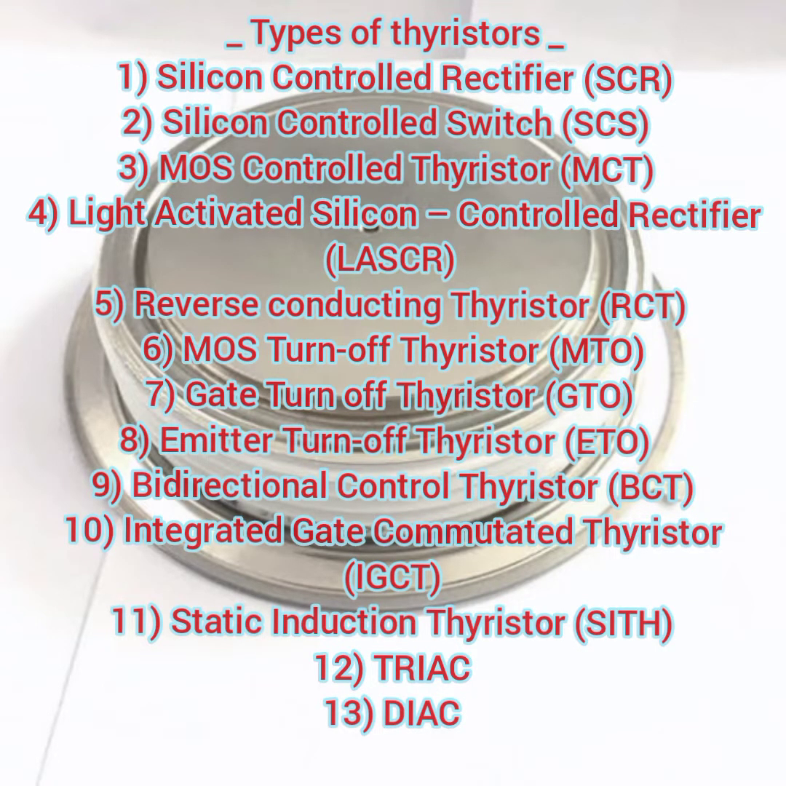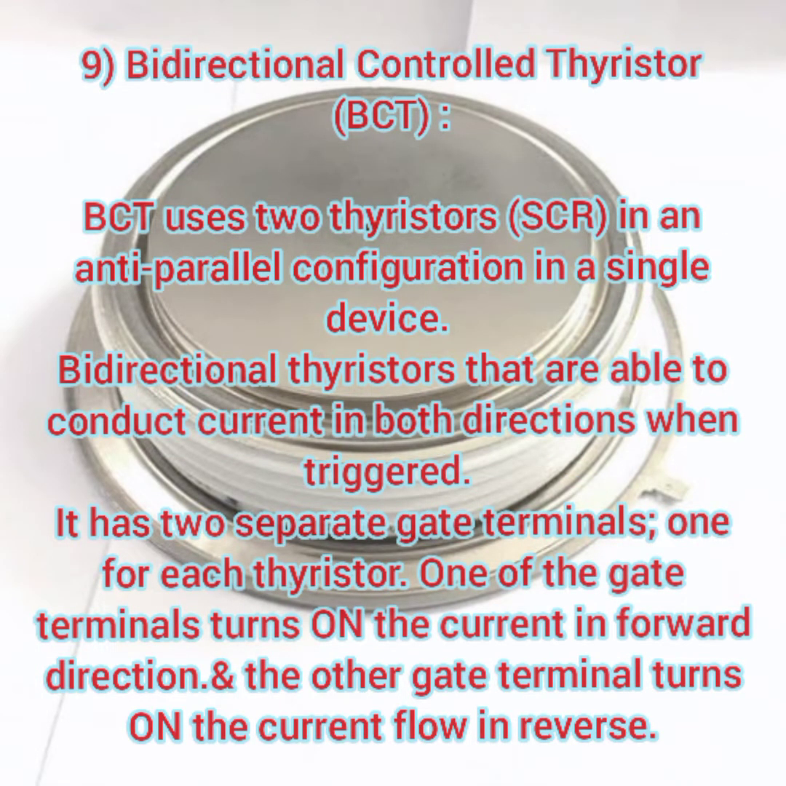Myself Vignesh Anand. In the last two parts, we have completed up to the emitter turn-off thyristors. If you want to refer to the earlier videos, you can refer to my earlier videos also. So in this video, we are going to see about the bidirectional controlled thyristor, then the integrated gate commutated thyristor, then the static induction thyristor, then TRIAC and DIACs. So these are all the types we are going to see in the third part, and this is your final part. Then bidirectional controlled thyristor.